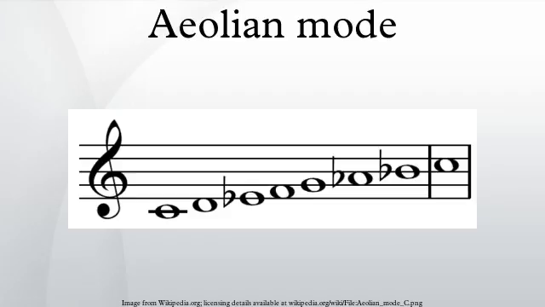In modern usage, the Aeolian mode is the 6th mode of the major scale and has the formula 1, 2, ♭3, 4, 5, ♭6, ♭7. In C, this is C, D, E-flat, F, G, A-flat, B-flat. In A, this is A, B, C, D, E, F, G.